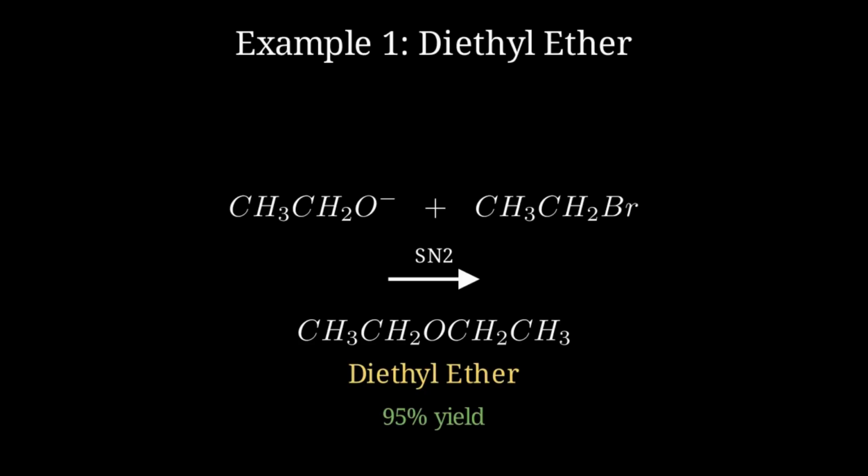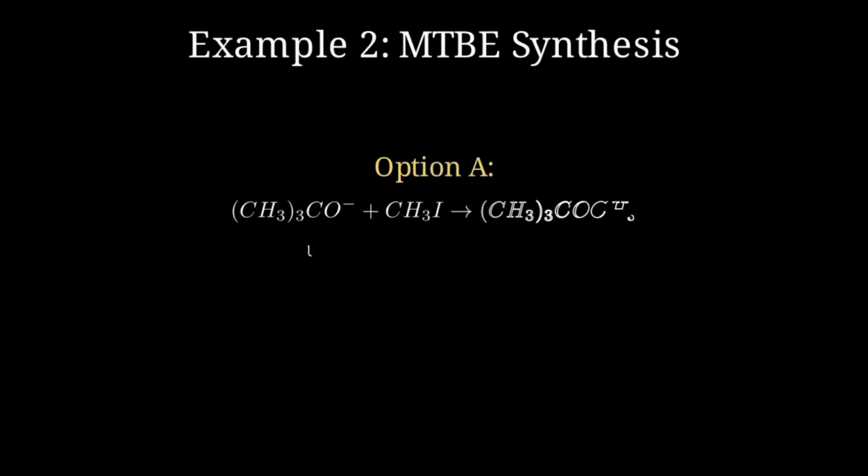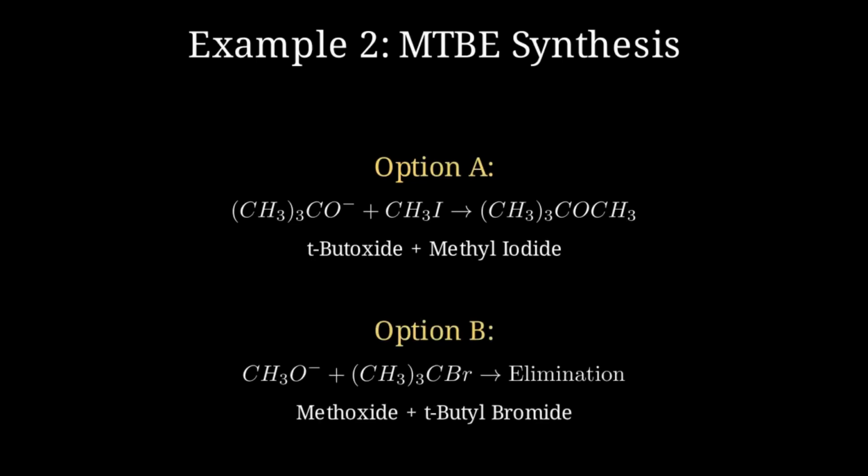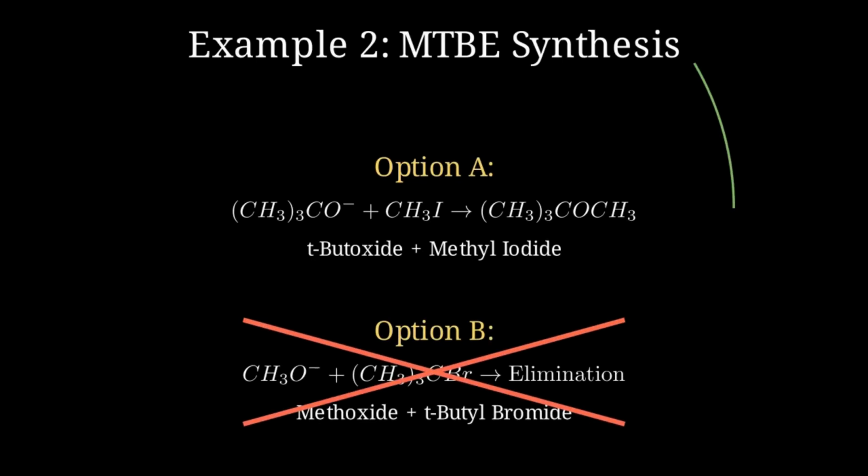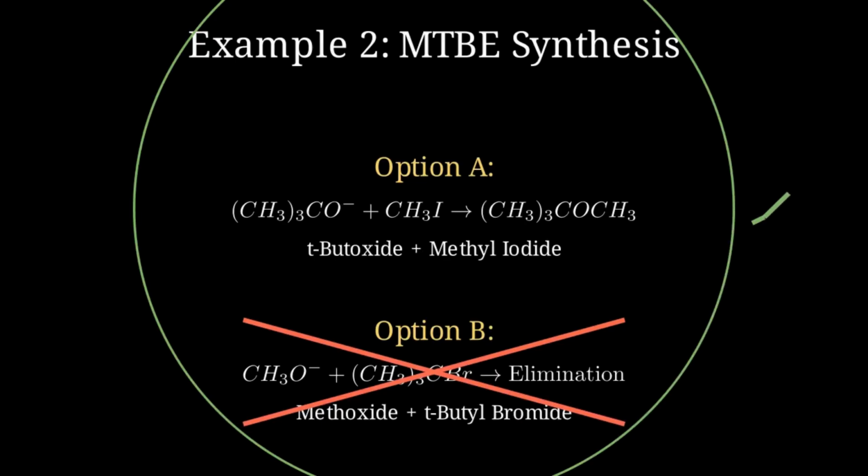with very high efficiency. To make methyl tert-butyl ether, or MTBE, we have two choices. Option B fails because the tertiary halide only undergoes elimination. Therefore, we must use the methyl halide as the substrate and the bulky tert-butoxide as the nucleophile.